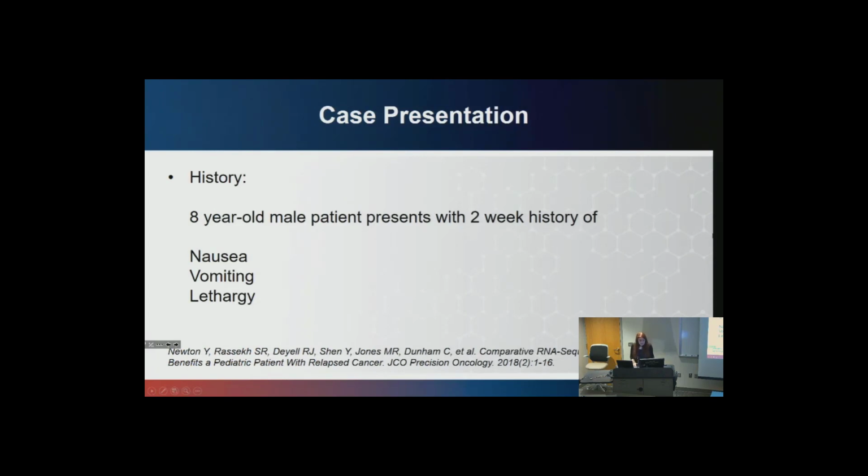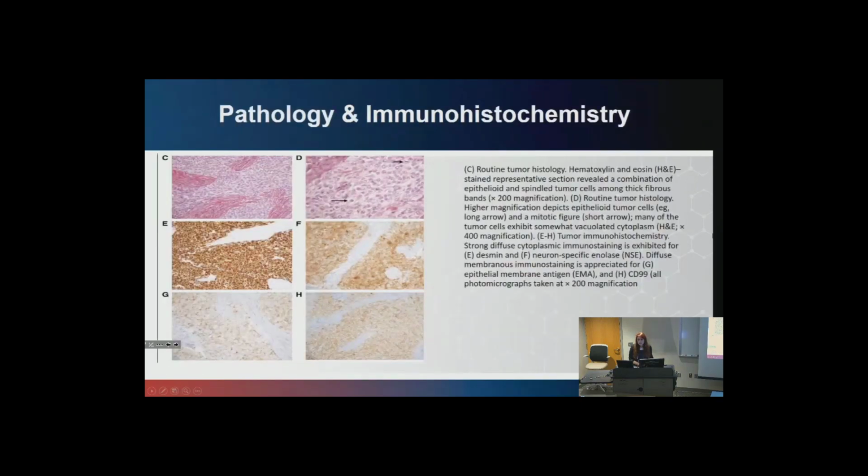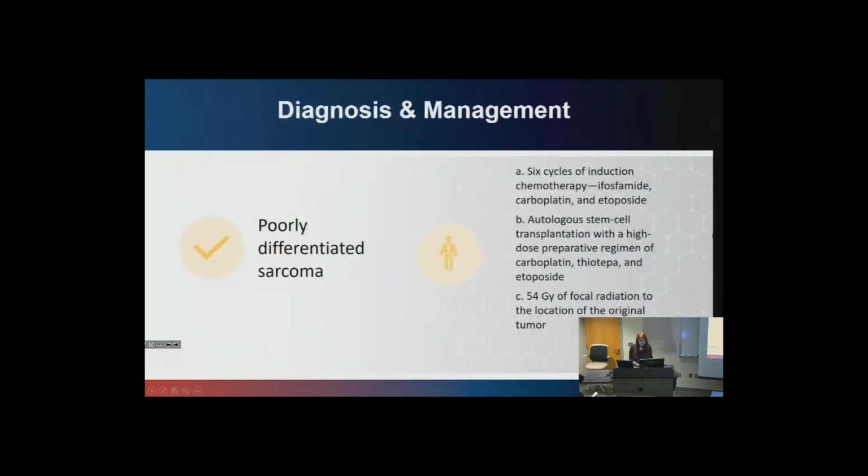So this case report was taken from Journal of Clinical Oncology, Precision Oncology. It's a pediatric case. An 8-year-old male patient presented with 2-week history of nausea, vomiting, and lethargy. They did some basic lab work, and during the brain scan, they found a tumor on the ventral aspect of the left side of the tentorium, and it was pressing on the cerebellum as well. They did pathology and immunohistochemistry for this tumor, and they found it to be made of epithelioid and spindle tumor cells. They did some immunohistostaining as well, and the final diagnosis was that this was a poorly differentiated sarcoma.